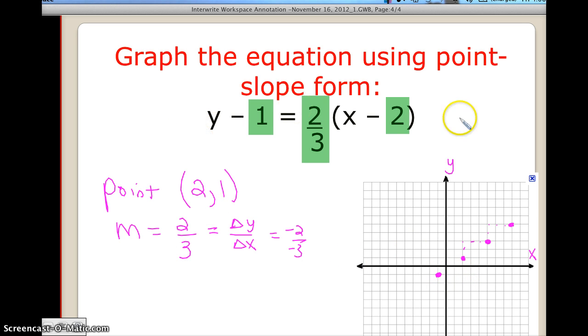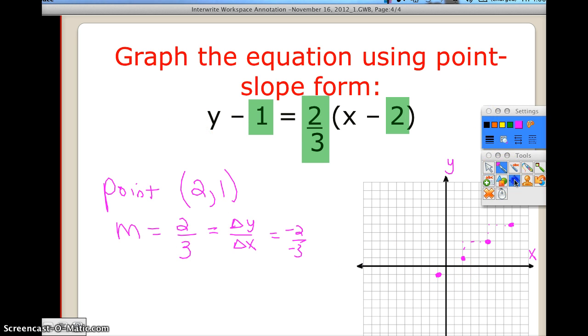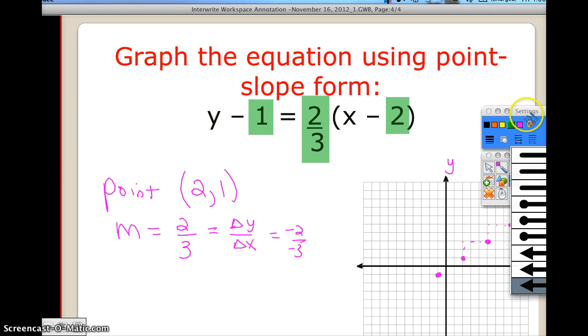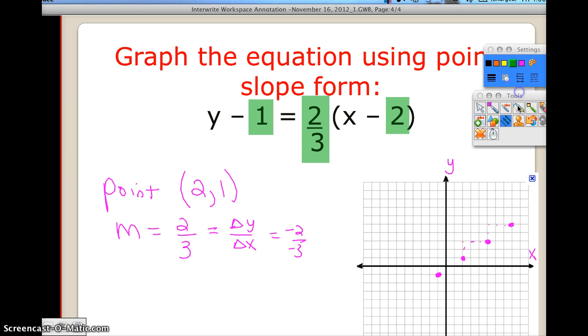And then you want to go ahead and connect your points with a line. Try to extend it farther than your points that you have on your graph. Put arrows on the end of it like it is here, and then don't forget to label it. Y minus 1 is equal to 2/3 times x minus 2. And there it is.